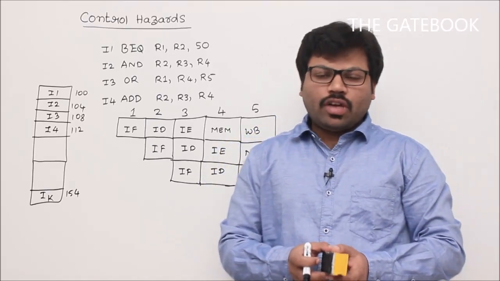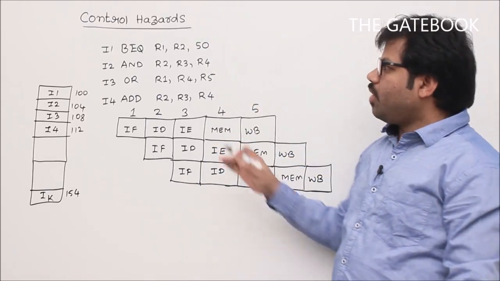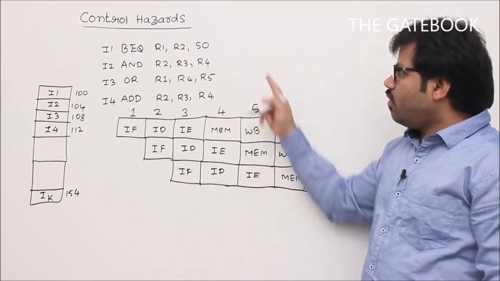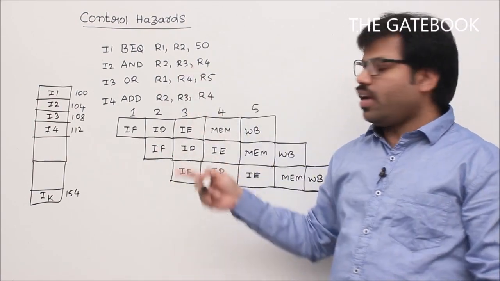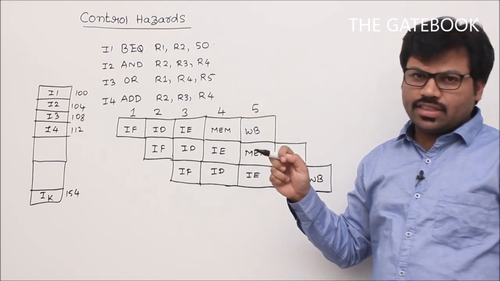Now we'll talk about one more type of hazards, control hazards. In control hazards, we will be having branch instructions, okay? Because of branch instructions, you always get a dilemma whether to take the next instruction or something else, okay? To understand it clearly, first you should understand how this branch instruction is getting executed.